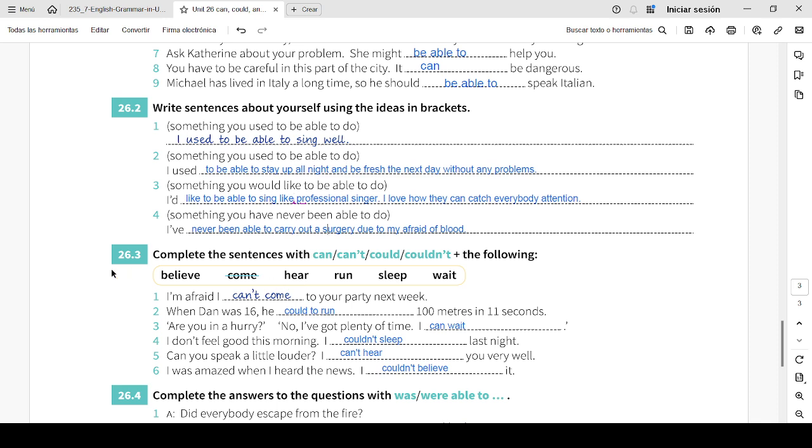Okay, next one. When Dan was 16, he could... sorry, my bad. This is wrong. He could run 100 meters in 11 seconds. So I'm gonna fix it.